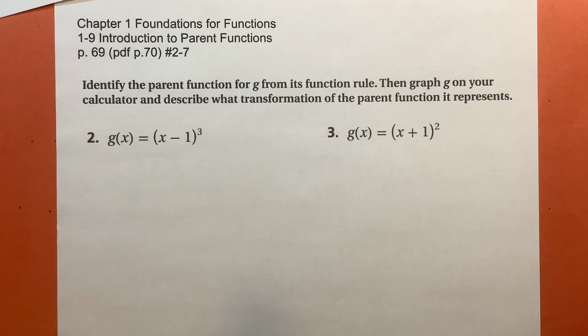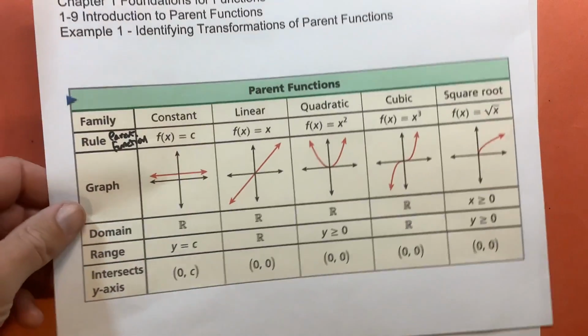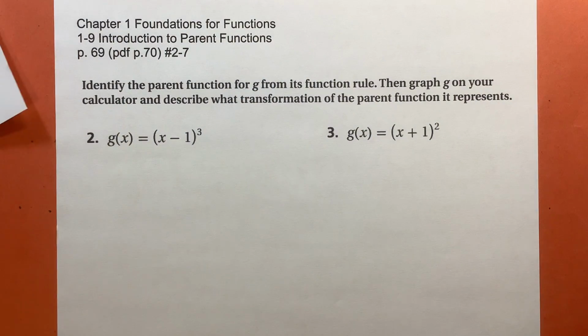So just like the first example, we're going to identify the parent function, and then we're going to graph it. We're going to use Desmos to graph it, and we're going to try to see if we can figure out what the transformation was. All right, so I've got this nearby, which is going to help us identify these.